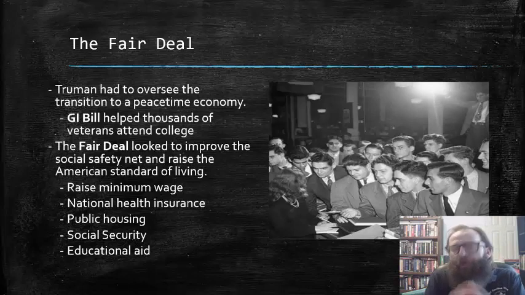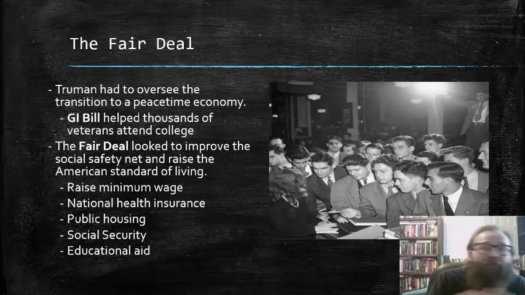And one of the first things that the administration did in order to facilitate this transition was to pass the GI Bill, which helped thousands of World War II veterans attend college, and it also provided low-cost loans for things like mortgages and other economic incentives to try to put these veterans on a firm economic footing and give them the education they needed to become productive citizens.